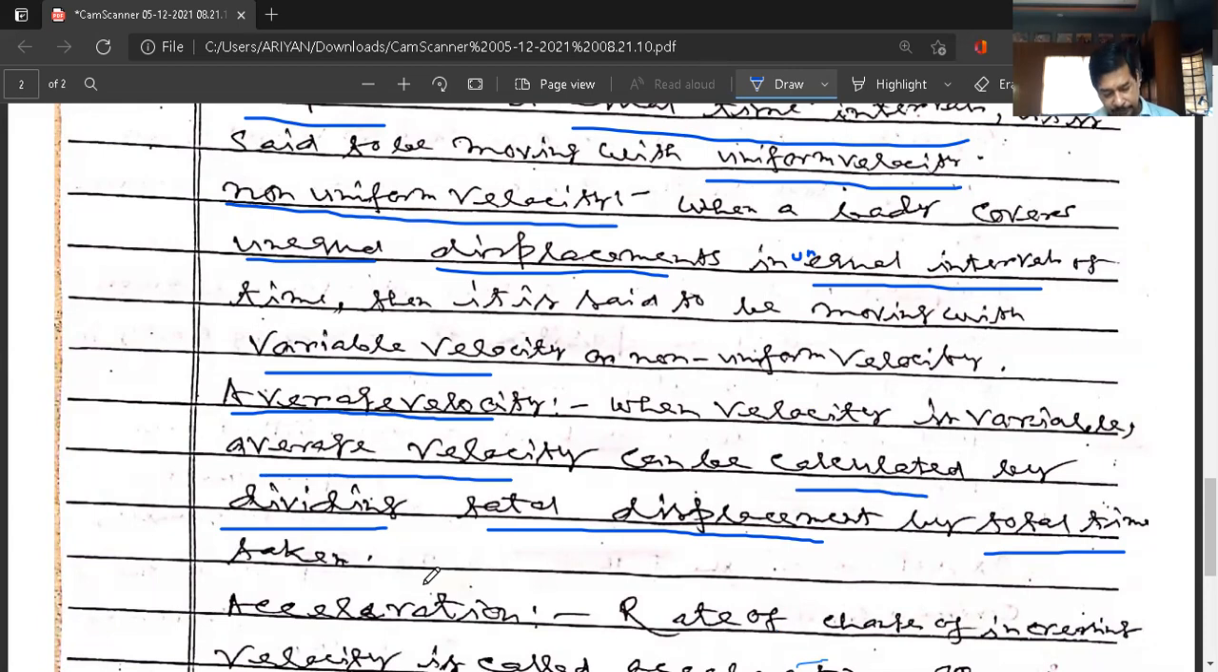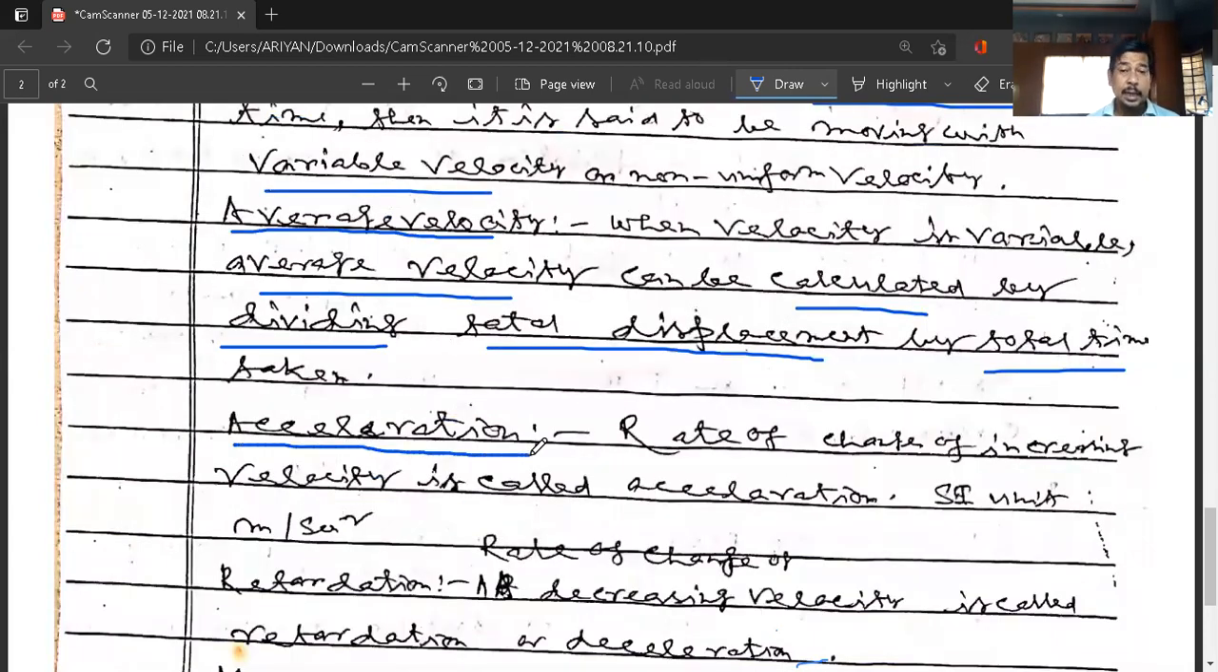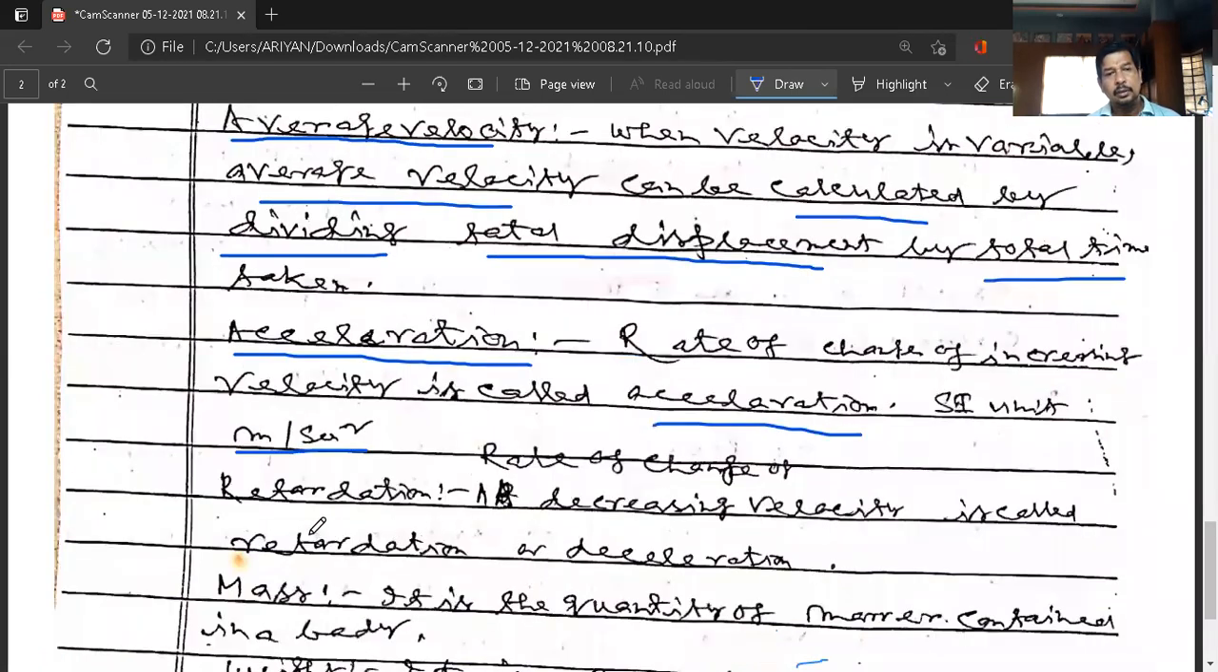What is acceleration? Acceleration হচ্ছে rate of change of increasing velocity. SI unit of acceleration is meter per second square. আর retardation হচ্ছে rate of change of decreasing velocity. Rate of change of decreasing velocity is called retardation or deceleration.